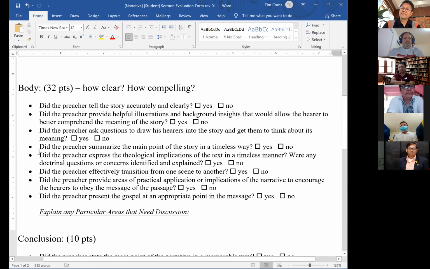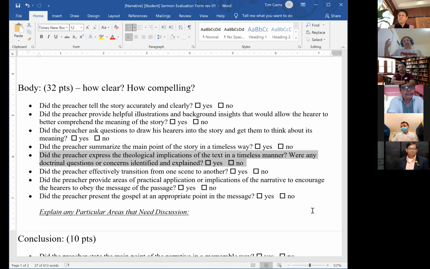Okay. Did the preacher express the theological implications of the text in a timeless manner? Were there any doctrinal questions or concerns identified? Now, the intent of this one is basically with a story, as you get toward the end and you reveal the point of the story, there is going to be a theological truth, a doctrinal truth that the author is trying to show us. So, for example, if it's Exodus 32, one of the things would be God's response to sin, to rebellion, the idea of God's wrath.